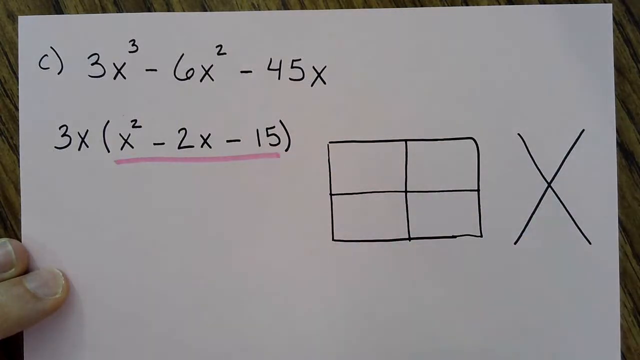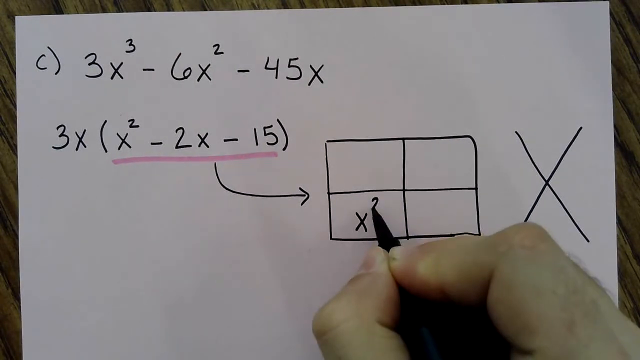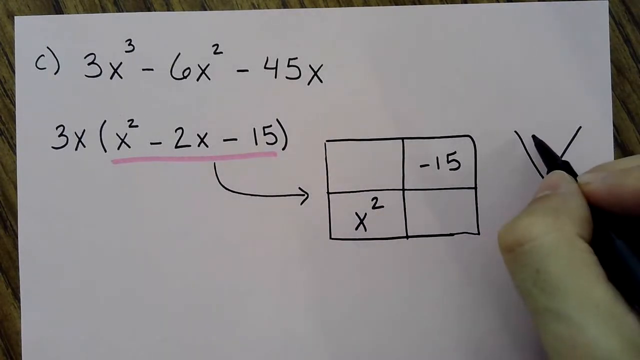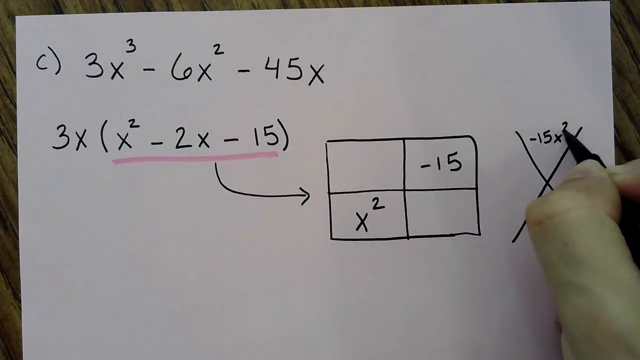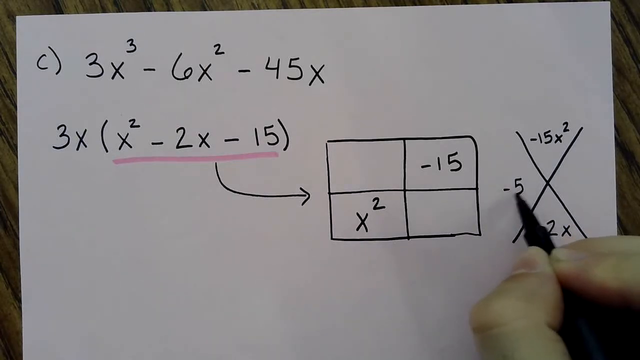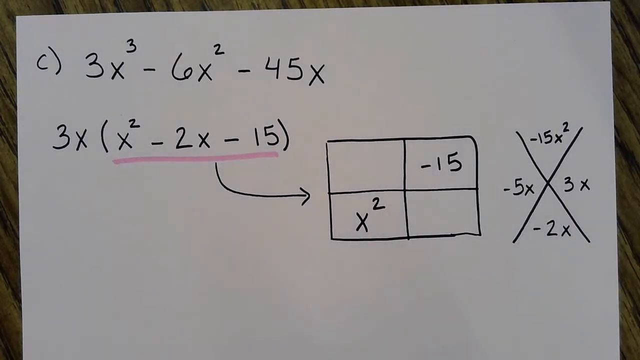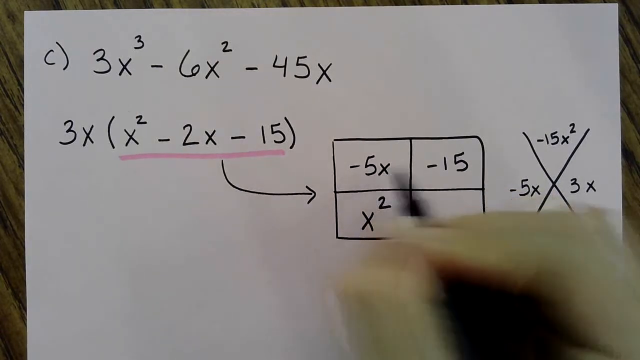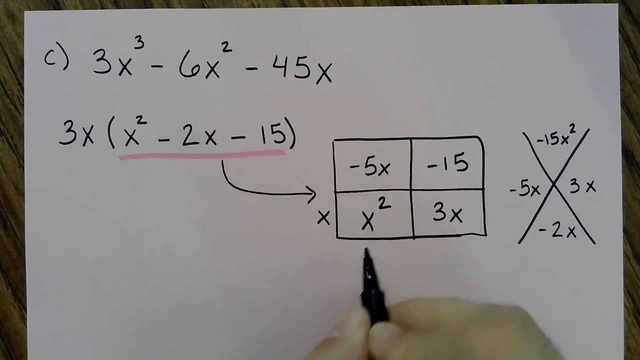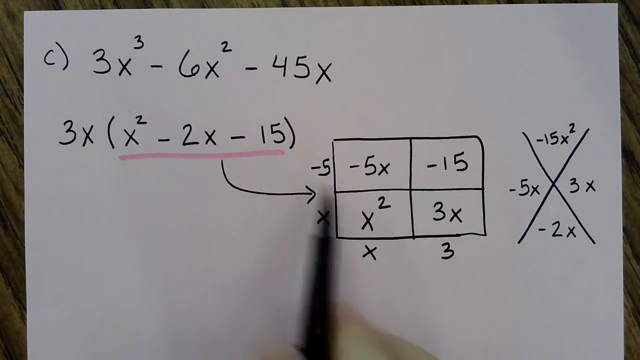We're going to factor what's in parentheses, that expression, using our generic rectangle. x squared, negative 15. Multiply our two terms. We need something that multiplies to negative 15x squared and adds to negative 2x. Negative 5x and 3x. And we find our dimensions. If I pull out an x, this is 3, this is negative 5, and I'm just going to check to make sure those make negative 15.